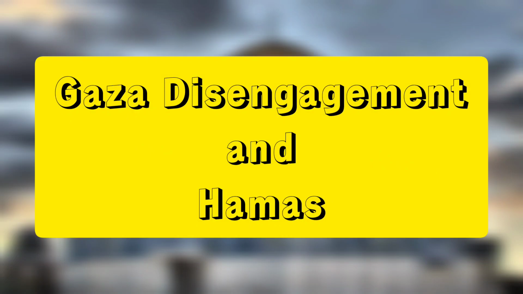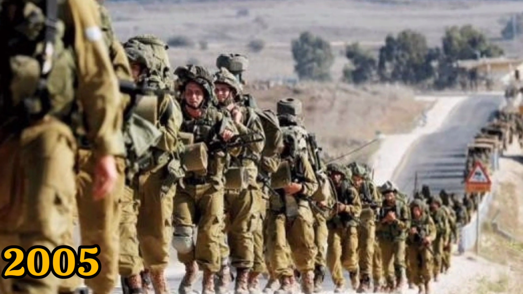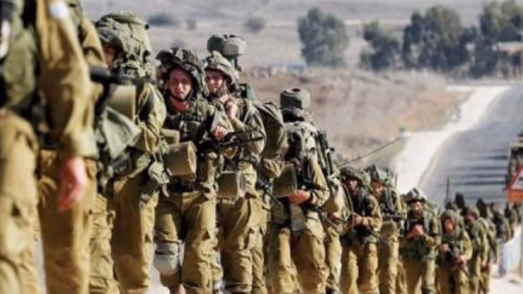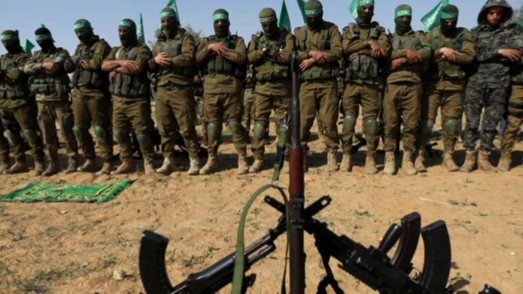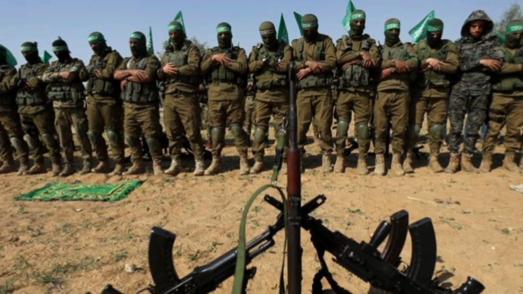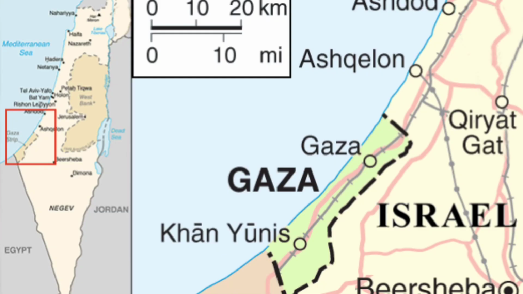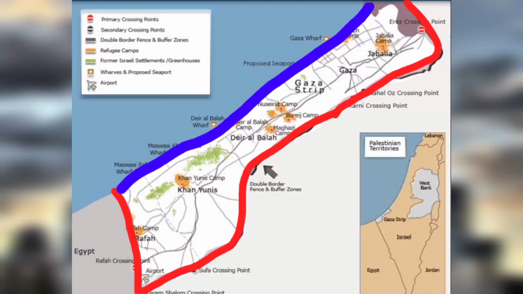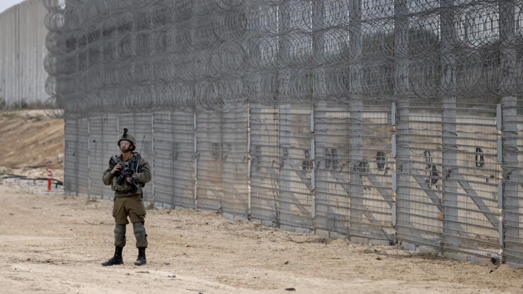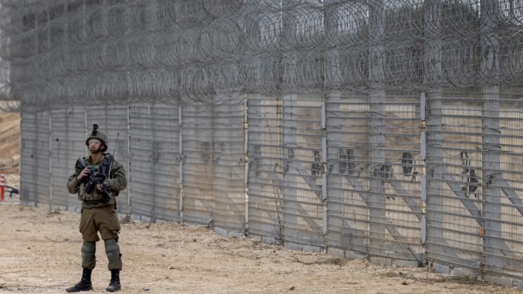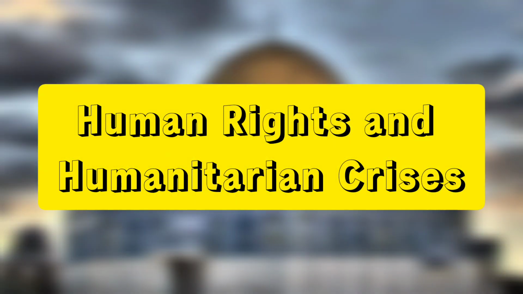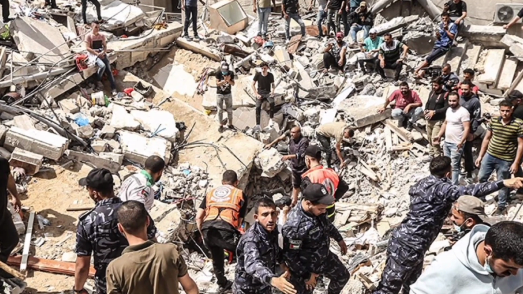Gaza disengagement and Hamas. In 2005, Israel unilaterally withdrew from the Gaza Strip, but the political landscape shifted as Hamas, an Islamist organization, gained control. This led to ongoing conflicts and the blockade that severely impacted Gazans. Israel and Egypt maintain a blockade on Gaza, citing security concerns and arms smuggling, amid human rights and humanitarian crisis concerns. Both sides have faced allegations of human rights abuses.